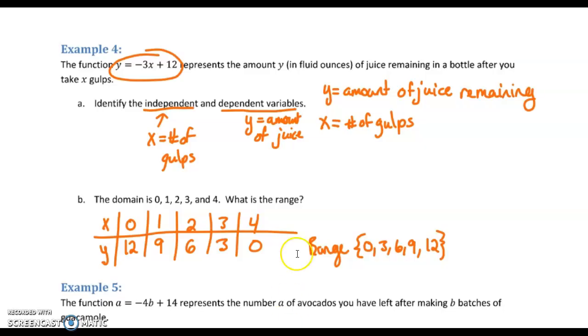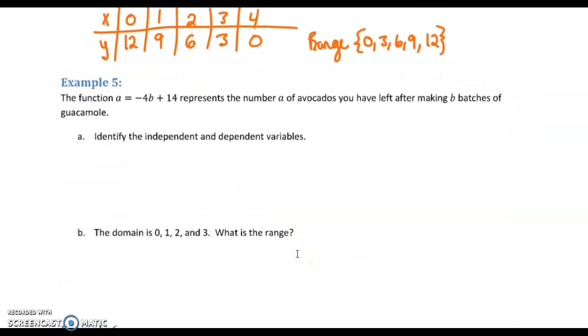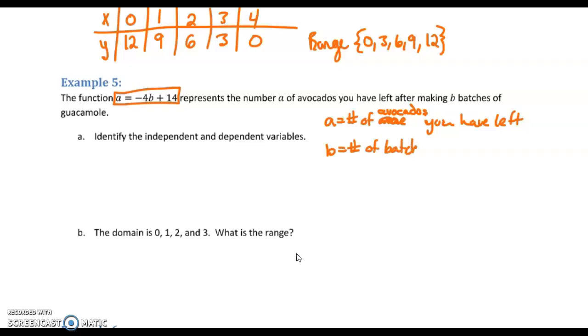Okay, let's go ahead and do one more. So example 5, the function a equals negative 4b plus 14. So there's our function. It represents the number of avocados. So a is the number of avocados you have left after making B batches of guacamole. So B is the number of batches of guacamole that you made.